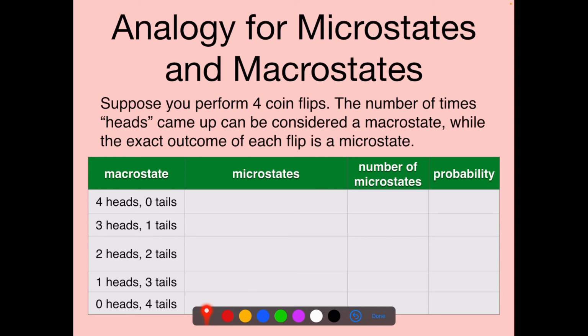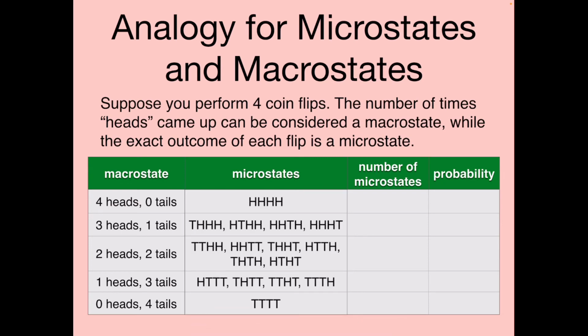So for example, if I flip a coin 4 times and I get 4 heads and 0 tails, there's only one way that can happen. That's if I get heads on the first flip, heads on the second flip, heads on the third flip, and then heads again on the fourth flip. That's the only string of 4 flips that gives me this outcome.